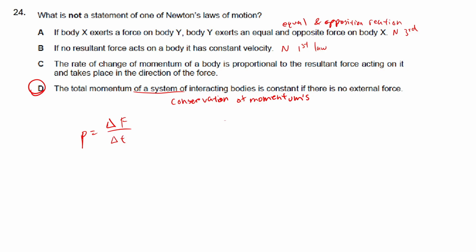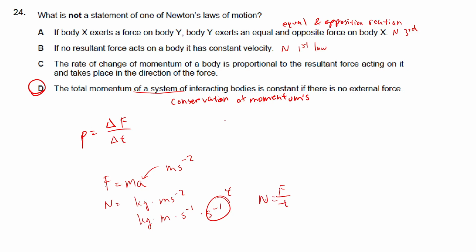I'm pretty sure C is right, mainly because F is equal to MA. And then you can split this A into m s^-2. So a Newton is equal to kg times m s^-2. So then it's kg multiplied by m times s^-1 times s^-1. This is time. So then it becomes force times time is equal to Newton's second law. It's kind of weird, to be honest, the way you get this, but yeah.